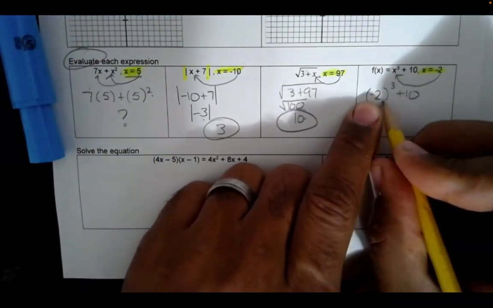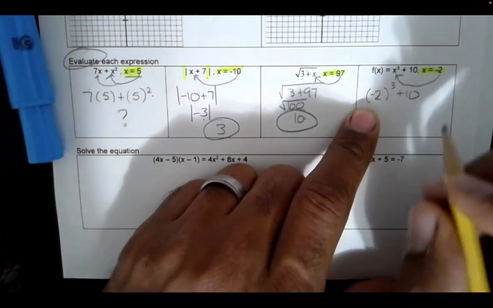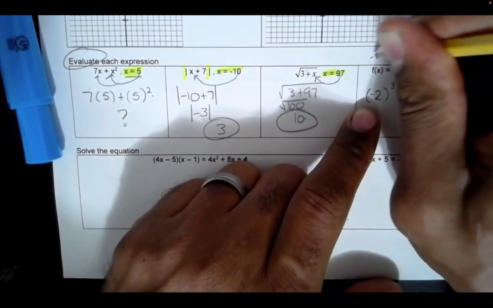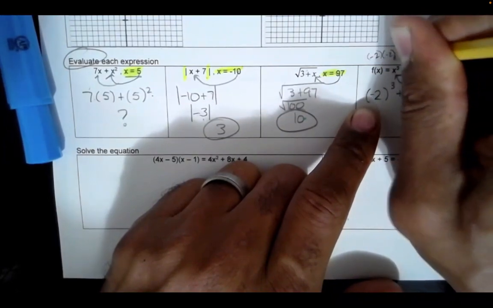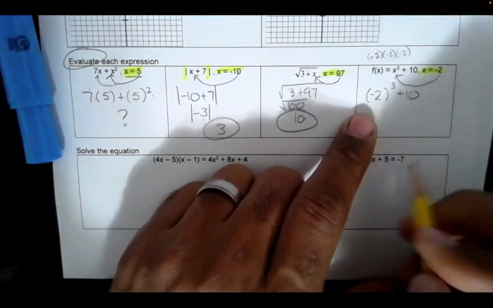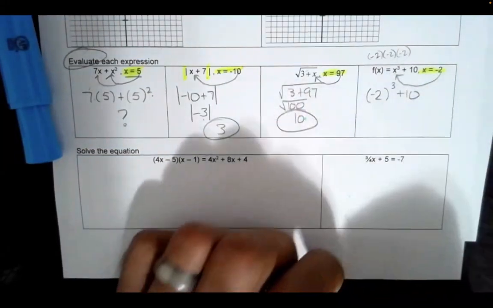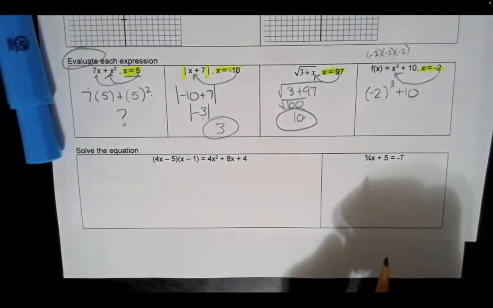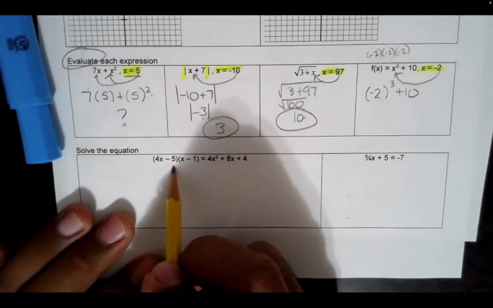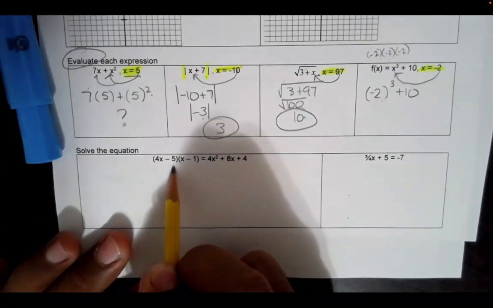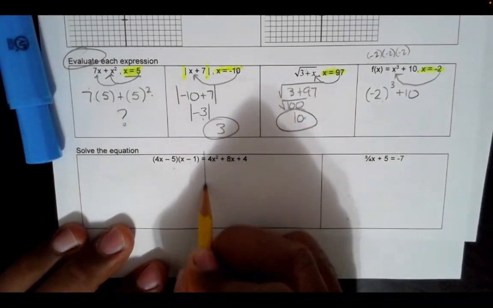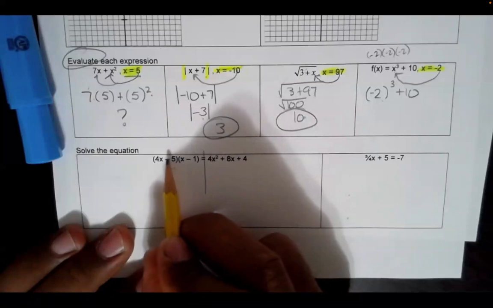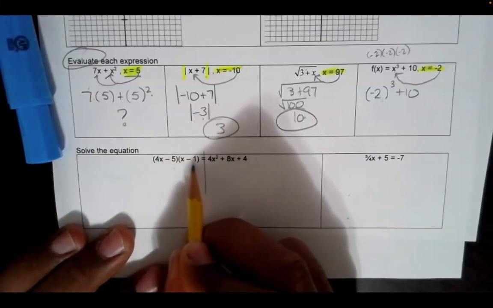And now I need to figure out negative 2 cubed, which remember, that means negative 2 times negative 2 times negative 2. I multiply it 3 times, and then I add 10 to whatever that number is. Now this one here, remember that you're going to solve this equation, but what I have to do here is I have to multiply all this out.